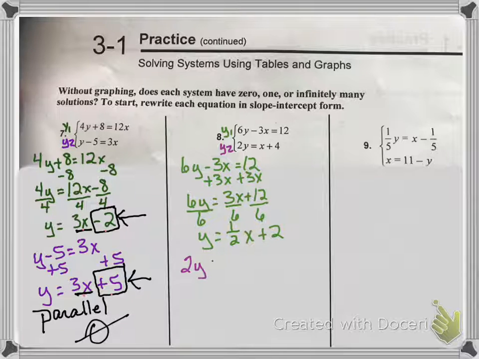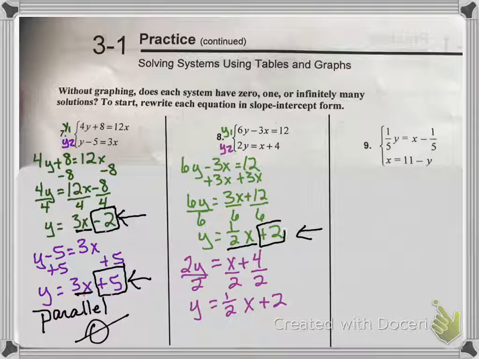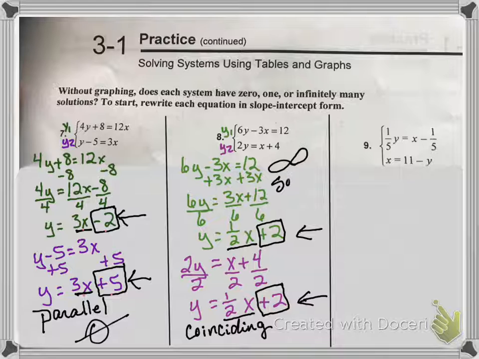y2: 2y is equal to x plus 4. I'm going to divide by 2. And I have y is equal to 1/2 x plus 2. I look at my equations, my slope and my intercept. It's the same in both. So I have coinciding lines on this one. And that means I have an infinite number of solutions.